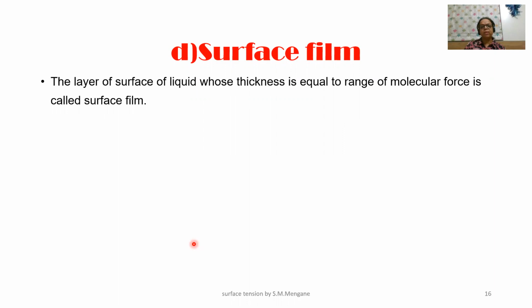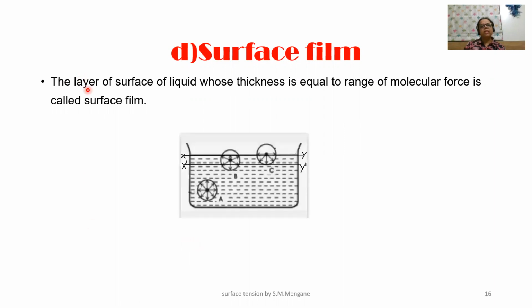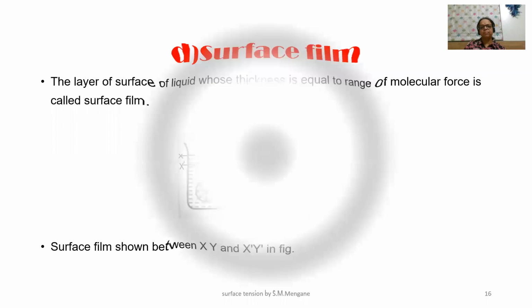Surface film. The layer of the surface of a liquid whose thickness is equal to the range of molecular force is called the surface film. In the figure, the surface film is shown between xy and x dash y dash.